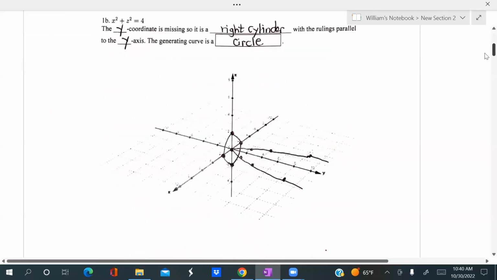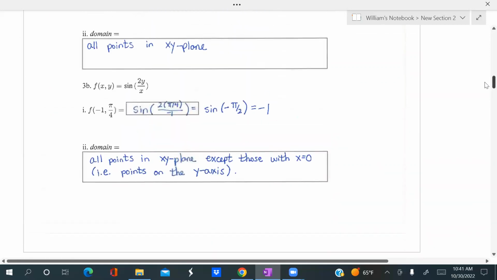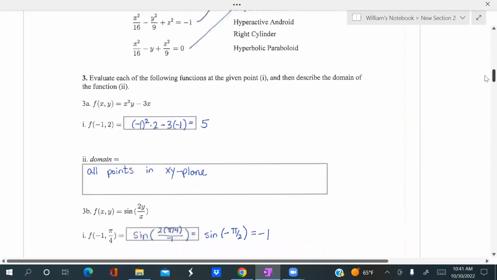I'm not going to start with the first problem. Let's skip to, actually, I think it's the third problem on the sample test. Let me just show you the introduction to that problem. So it says, evaluate each of the following functions at a given point, and then describe the domain of the function. So this is just a very straightforward question, just testing your knowledge on functions of two variables, right?